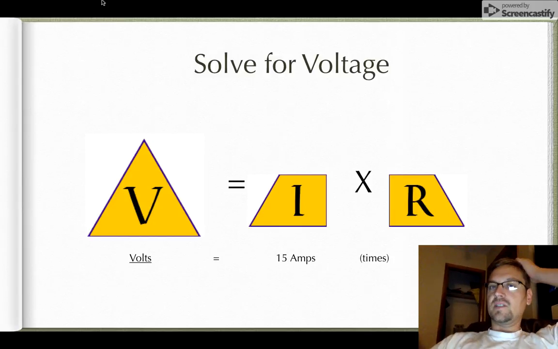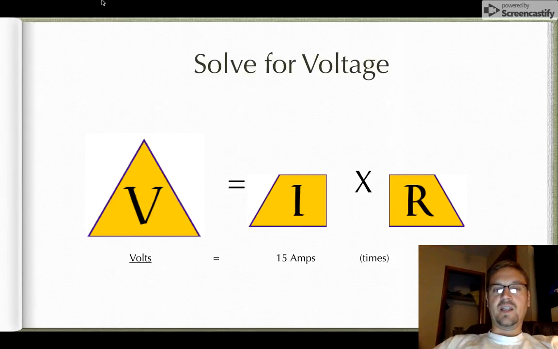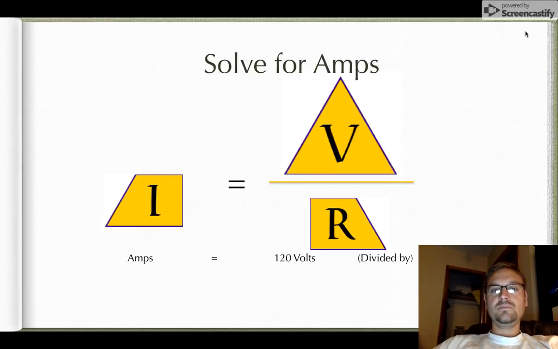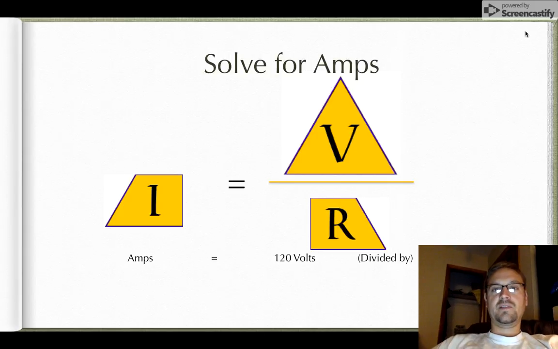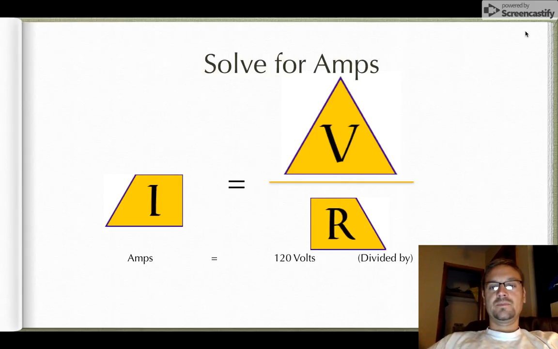So to solve for voltage, we're going to again take our amperage times ohms. So if I have 15 amps, 3 ohms, 15 times 3, it's 45. To solve for amperage, I separate my amperage, which leaves me voltage over resistance. If I had 120 volts in my house wiring here, and then divided it by 5 ohms, I'd have 24 amps of current.